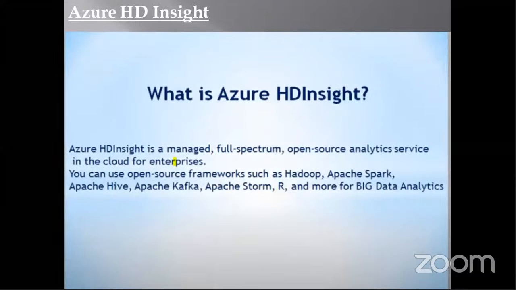And the another thing is Azure HDInsight. It is simply creating an Azure cluster. Azure HDInsight is a managed, full-spectrum, open source service in the cloud environment. You can create an Azure HDInsight cluster and use Apache Spark, Hive, Kafka, Storm, anything, and you can process your data. It's simply creating your big data cluster. How do you create a big data cluster? You will have name nodes, you will have data nodes, all those things.